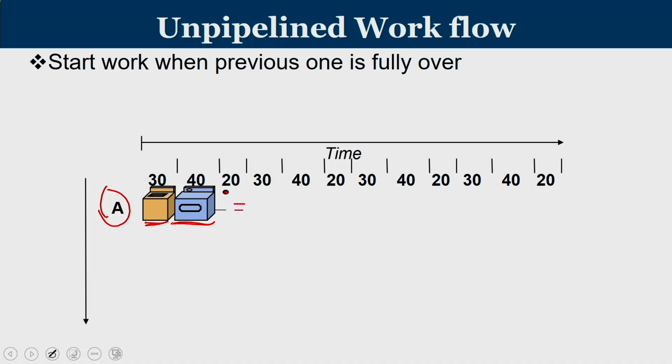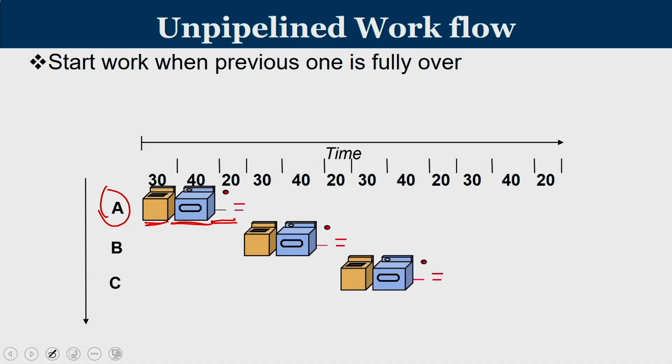After the washing, we take the clothes from the washer and put them in the dryer, where the dryer will take 40 minutes to complete the task, and then we have 20 minutes to fold the clothes. So, altogether it will take 90 minutes for the clothes of person A to be washed. Once person A has completed, person B starts, taking 30 minutes, 40 minutes and 20 minutes each, and once B is done, the work of C is taken, and then you complete the work of D. Each of them takes 90 minutes.